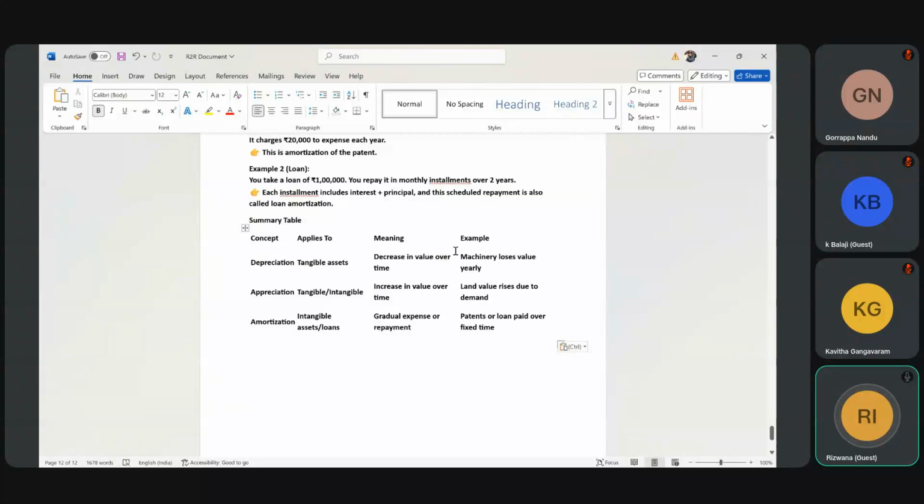Here is an example for depreciation: machinery which loses value yearly. For appreciation: land value which rises due to demand. In amortization, patents and loans are paid over a fixed time.